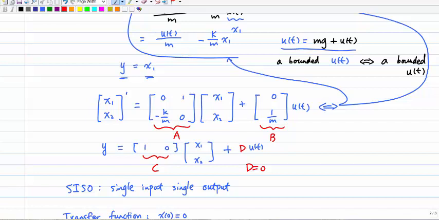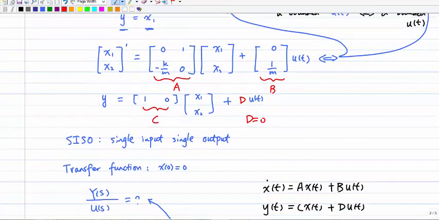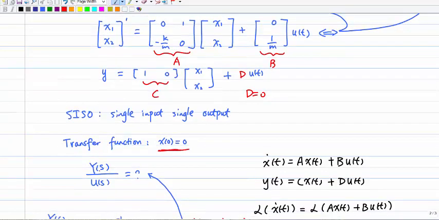Okay, the transfer function is computed when we assume this x0 is 0. Okay, x0 is 0. So to compute the transfer function, because I want to know what the transfer function is: the transfer function is defined as Y(s) divided by U(s). So I need to look at the Laplace transform. I don't use this in the time domain. I need to look at it in the s domain.